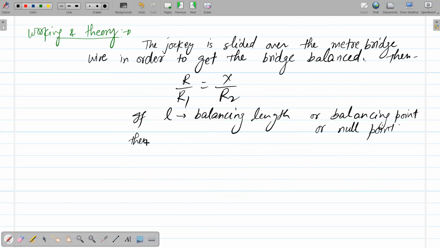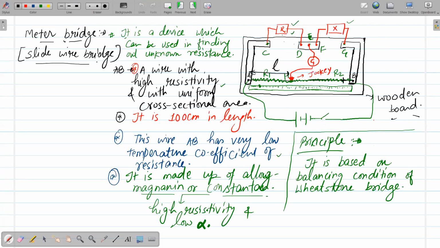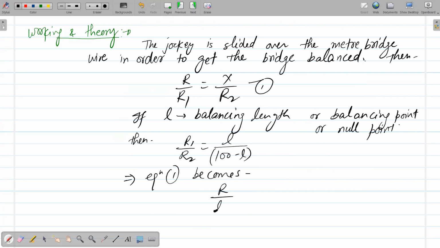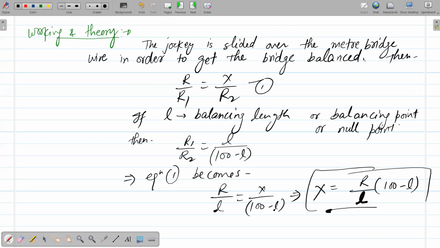Then obviously, students, we can write the R1 by R2 ratio in terms of length as well, that is, L by 100 minus L, right everyone? So this implies that equation one becomes R by L equals X by 100 minus L. And from this you can write the value of X as R by L into 100 minus L, right? This is the expression for X.